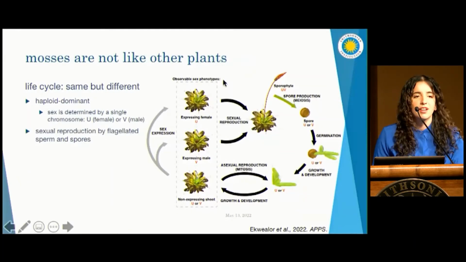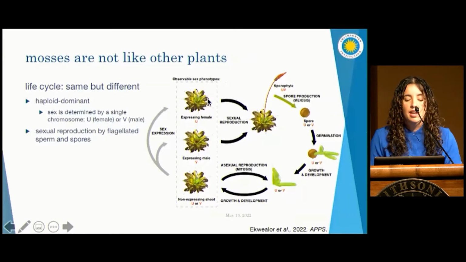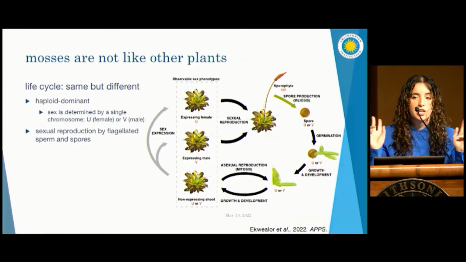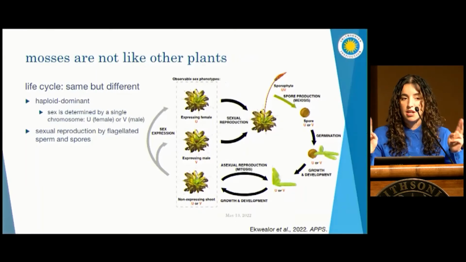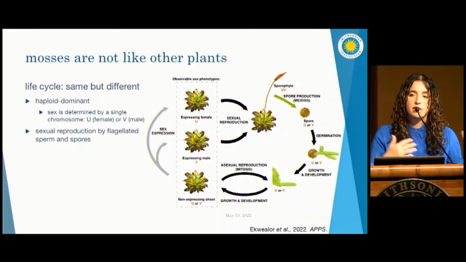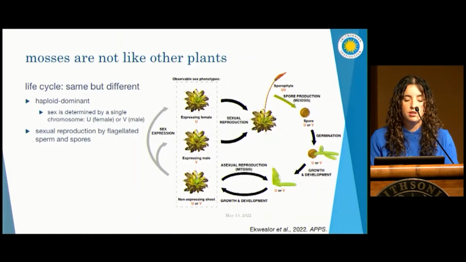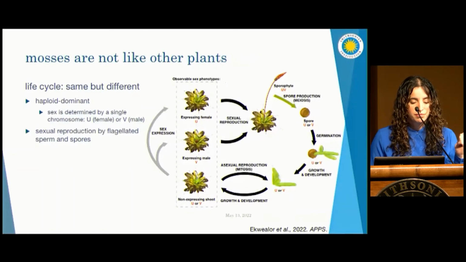Sexual reproduction then occurs by a flagellated sperm that reaches the egg to produce a sporophyte, which has both sex chromosomes and is unsexed, which then produces spores, each of which has either the U or V to then become a male or female gametophyte again.